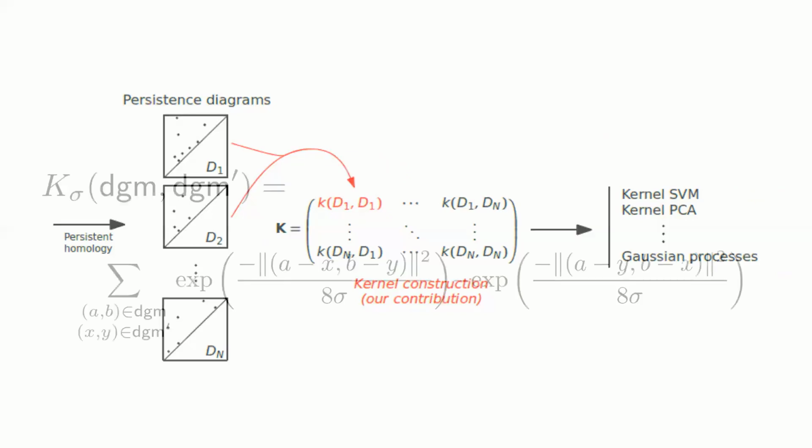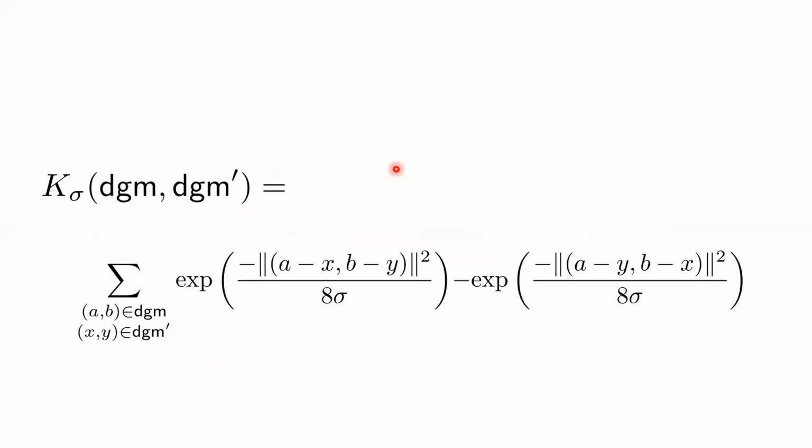The proposal that this paper comes up with uses something called scale space, and by analyzing a heat equation, they come up with the following suggestion for a kernel between persistence diagrams. Here we have two persistence diagrams, DGM and DGM prime, and the kernel at scale sigma, where sigma is a positive real number. The kernel between DGM and DGM prime is given by the summation over all pairs of points (a, b) in one diagram and (x, y) in the other, evaluating two exponentials: exponential of the distance from (a, b) to (x, y), and then from (a, b) to (y, x). This gives you a notion of similarity between diagrams.